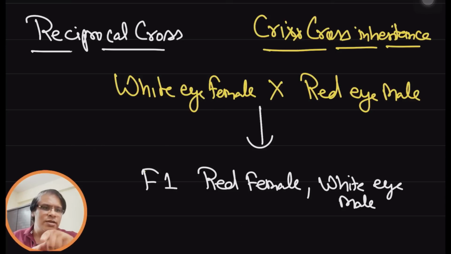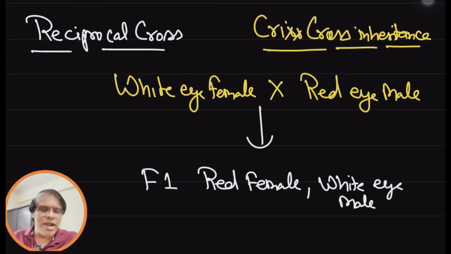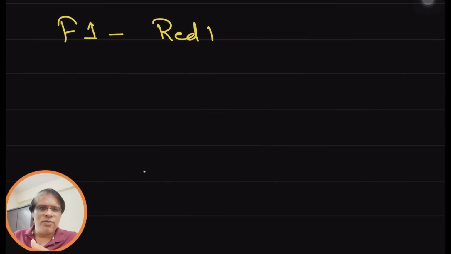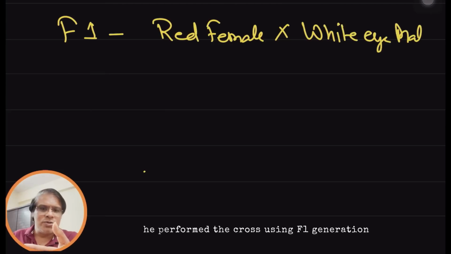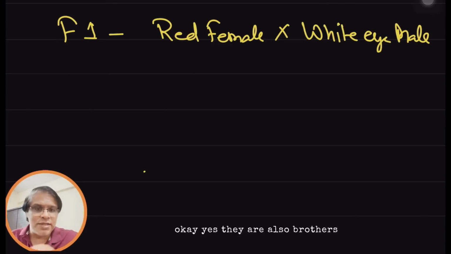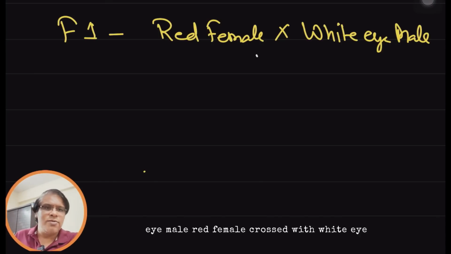Try to see here. Earlier, the males had red eyes, but in the F1 generation we see red females. So here he observed criss-cross inheritance. Now he performed the cross using the F1 generation. Yes, they are also brothers and sisters. A red female was crossed with a white eye male.